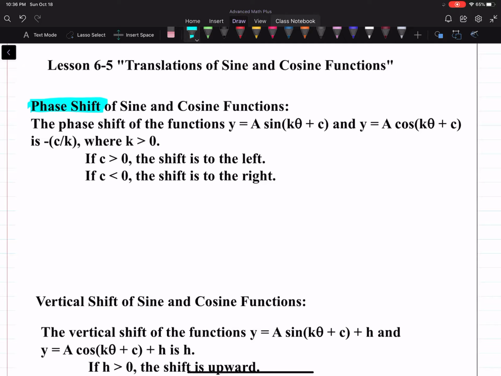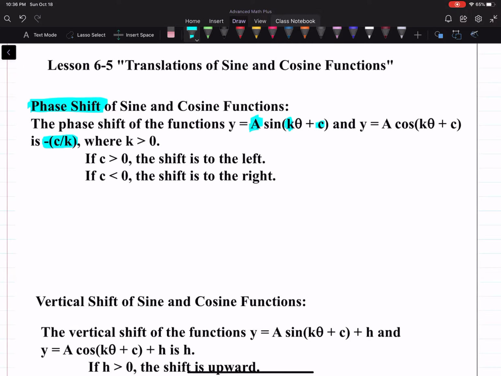Basically what the phase shift does is it moves the graph left and right. You can find the phase shift by doing negative c over k. And here is our c that we're talking about, and here is the k that we're talking about. A is still the amplitude that we've discussed already.